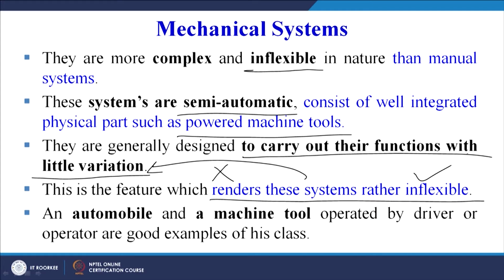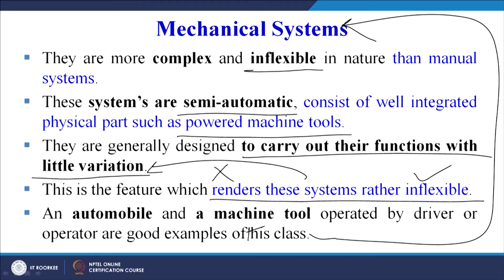An automobile and a machine tool operated by a driver or operator are good examples of this class of systems. So what is the class of the system? That is the mechanical systems. The examples will help you to remember things in a much clearer manner: an automobile and a machine tool operated by a driver or an operator are examples of the mechanical type of systems.